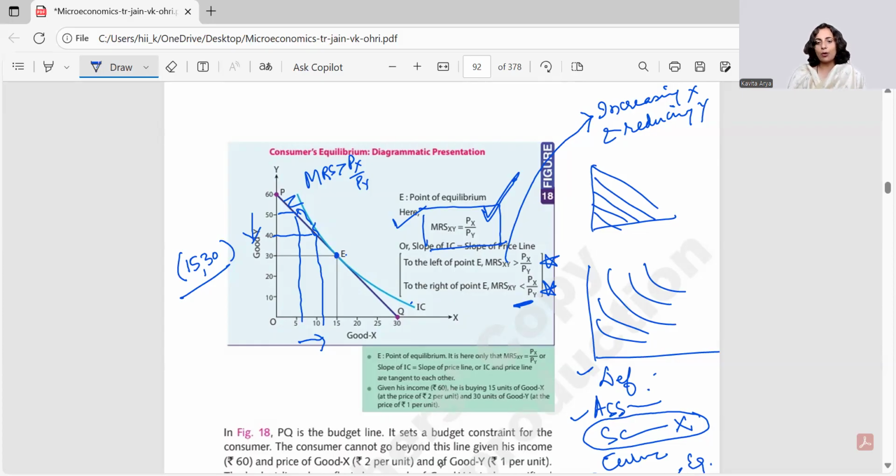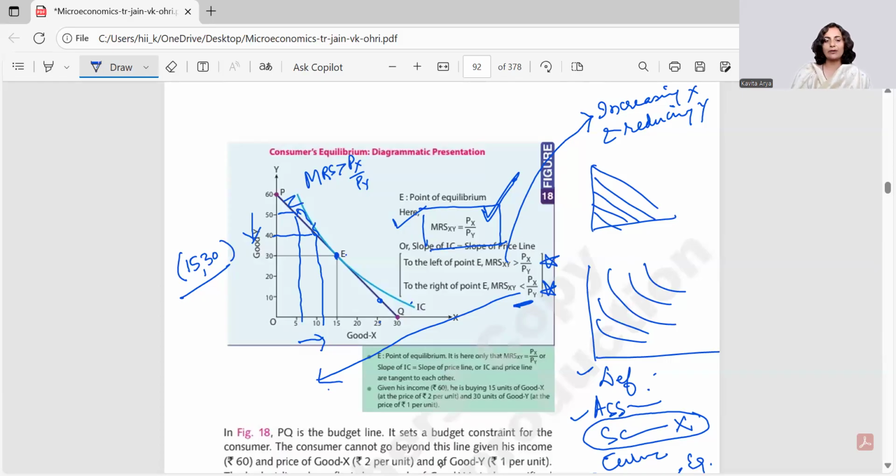And when you're talking about the second situation, when MRS is less than Px by Py, it means he is below this E point. So maybe if he is somewhere here, what is he required to do? He is at 25 and now he should be going to 15. So what should he be doing? This is a question worth 3 marks. When MRS is less than Px by Py, what should a rational consumer do?